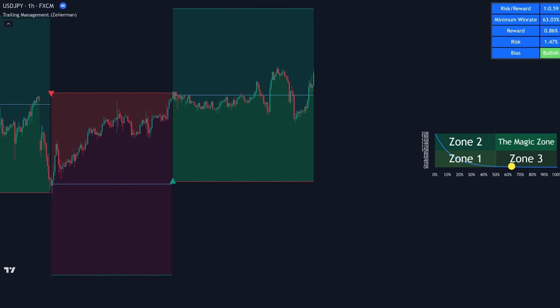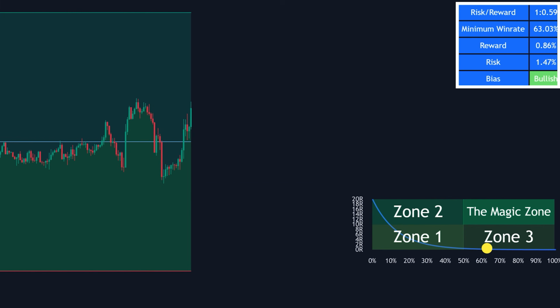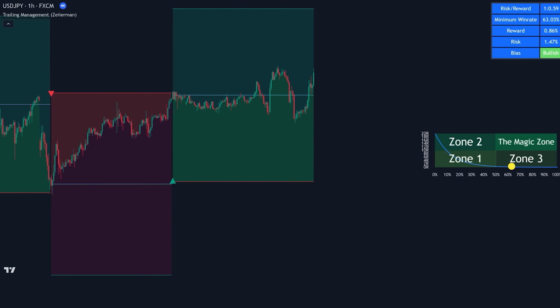Another essential feature displayed on the chart is the table. It provides critical information such as the risk-reward ratio, the minimum win rate needed for profitability, potential rewards, risks, and the current market bias. A green boxed area signals a bullish market condition, suggesting an upward trend, while a red boxed area denotes a bearish market, indicating a downward trend.